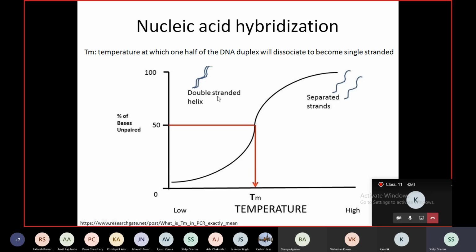When double-stranded DNA is subjected to either a higher temperature or any kind of chemical denaturant, the two strands tend to separate, so they form single-stranded separated molecules. The temperature at which half of the DNA strands are single-stranded is called the melting temperature. The temperature at which one half of the DNA duplex will dissociate to become single-stranded is defined as the melting temperature.